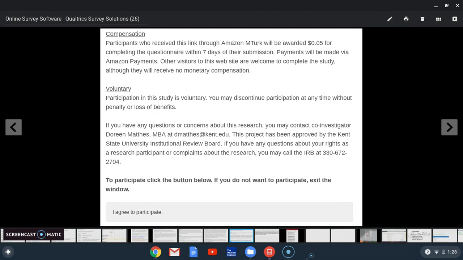So what you want to do in a situation like that is your first line of defense is going to be the investigator and the co-investigator that emails are in the informed consent. You want to go ahead and email them either outside of the system, usually it has to be outside of the system, or you can send it through MTurk, but a lot of times that's going to the researcher, could also be going to a general mailbox.